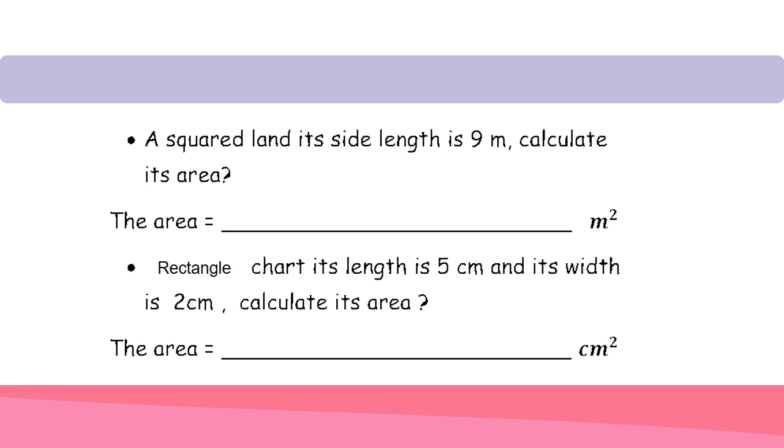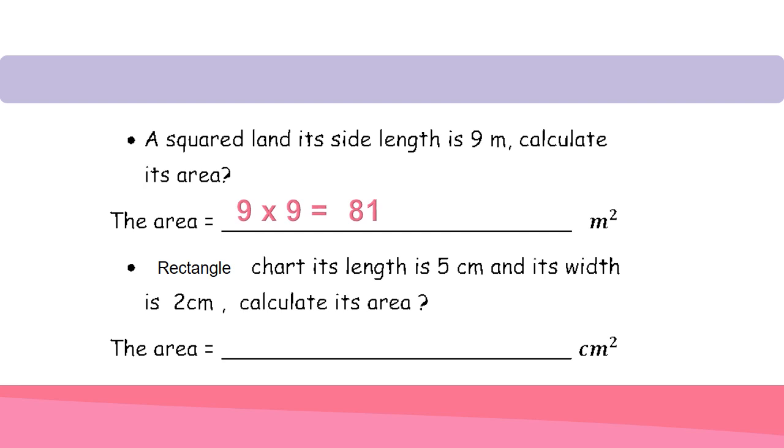A square land, its side length is 9 meters. Calculate the area. The area here equals 9 by 9. Because it's a square, the side length by itself, which means 9 by 9 equals 81 meters squared.